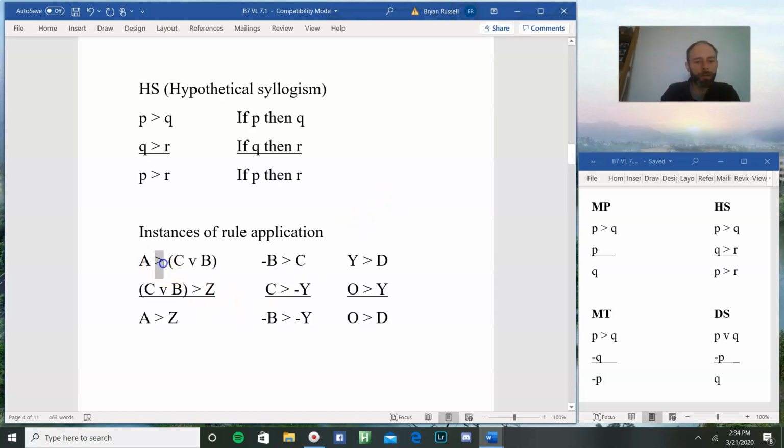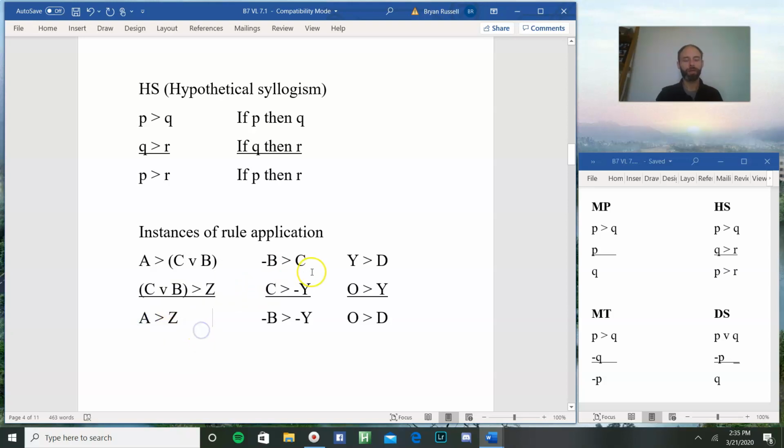So here we're given a horseshoe as the main operator, and again we have a horseshoe as a main operator. And note that the consequent of one of the horseshoes is the same as the antecedent of another one of the horseshoes. So hypothetical syllogism tells us that we can cut out the middleman and go straight to A, if A then Z, because we're cutting out the C wedge B, because those are just middlemen between A horseshoe Z.